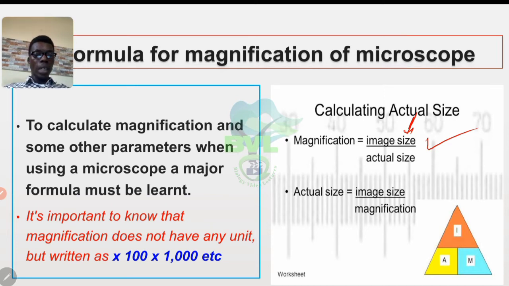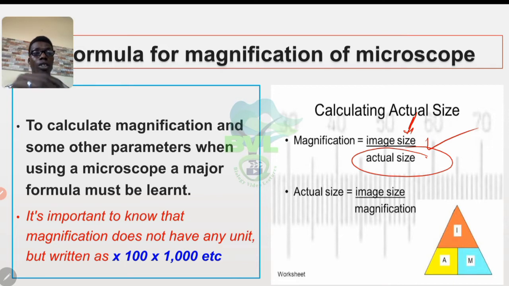For example, this pen probably was 2 centimeters long. That's the actual size. I don't know the actual size anyway, but if I look at it under the microscope, it has now become, let's say, 30 centimeters long. That's the image size. So I'm meant to divide the image size by the actual size. That's going to tell me how many times this has become bigger. That's magnification.